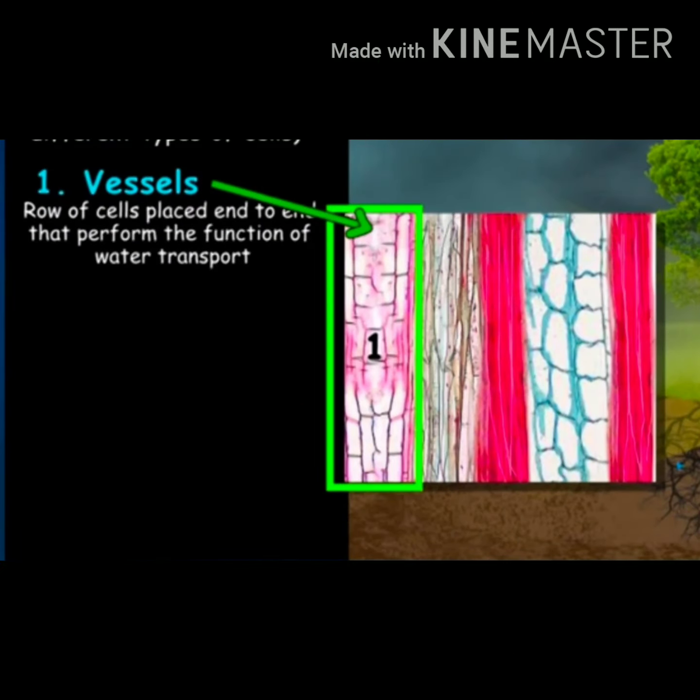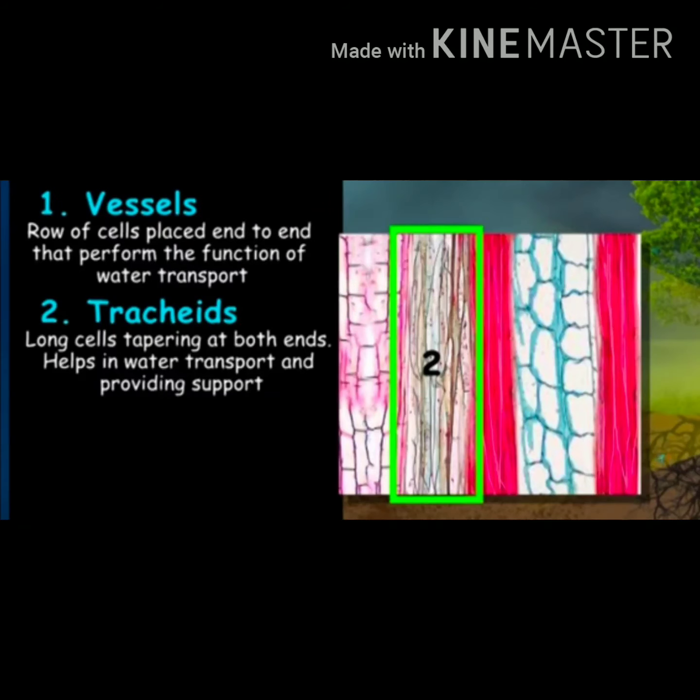The first one is xylem vessels. If we talk about xylem vessels structurally, it is a row of cells placed end to end that perform the function of water transport. The second one is tracheids. These are long cells tapering at both ends and help in transport of water and provide support.